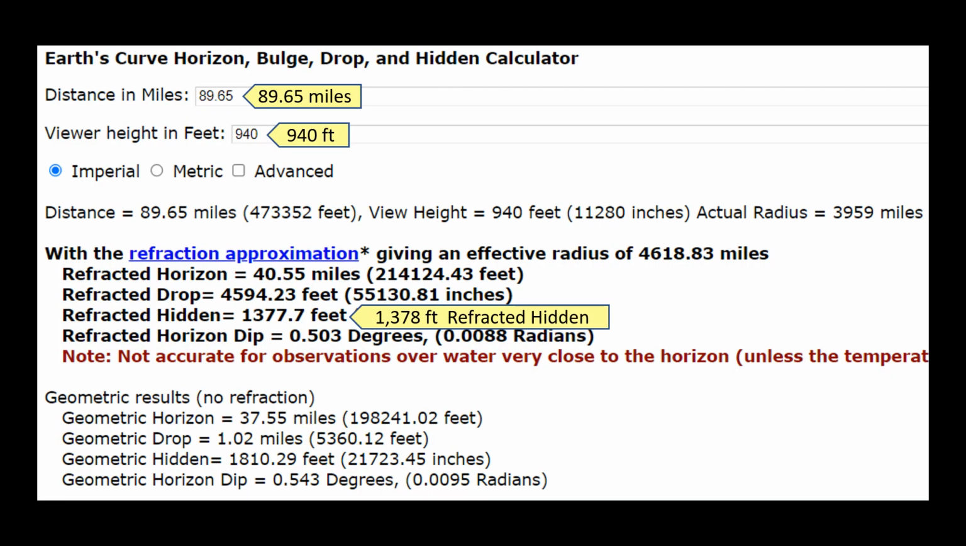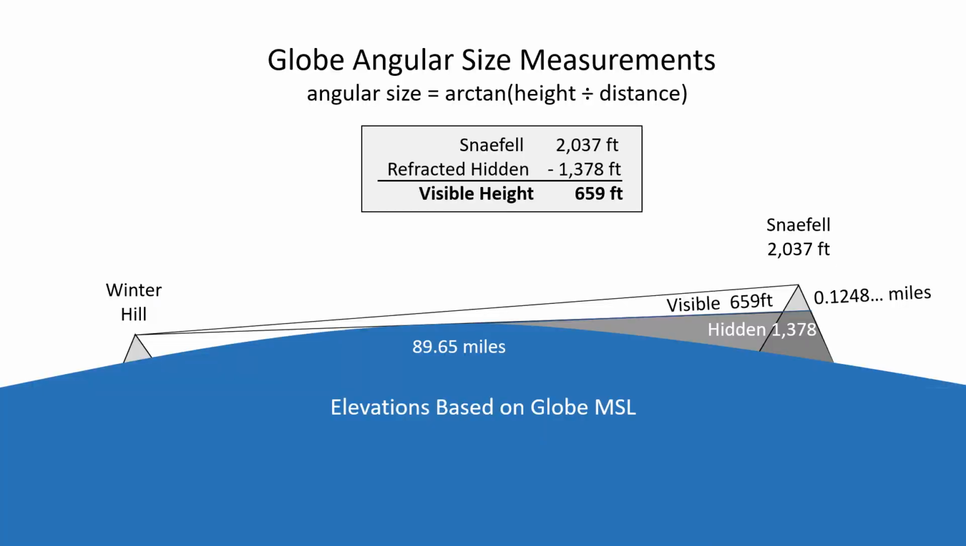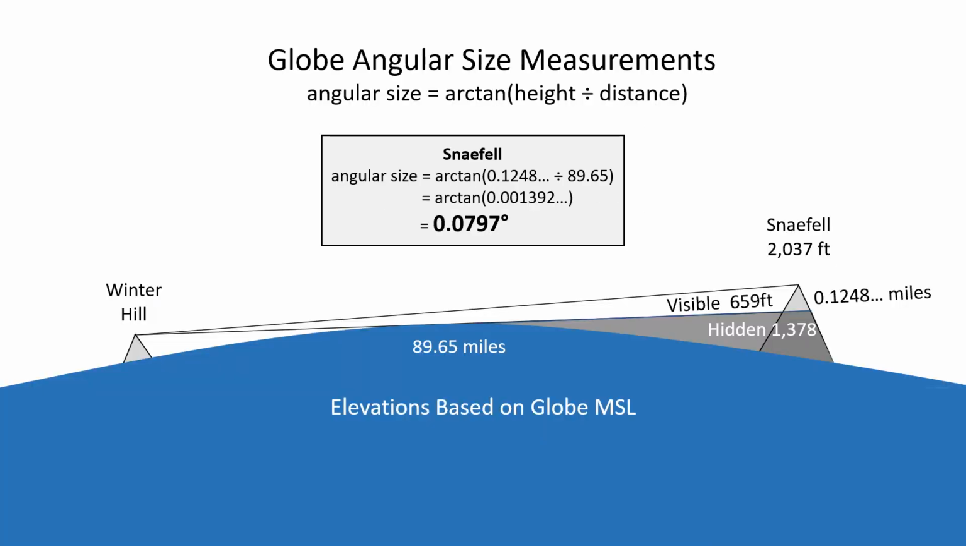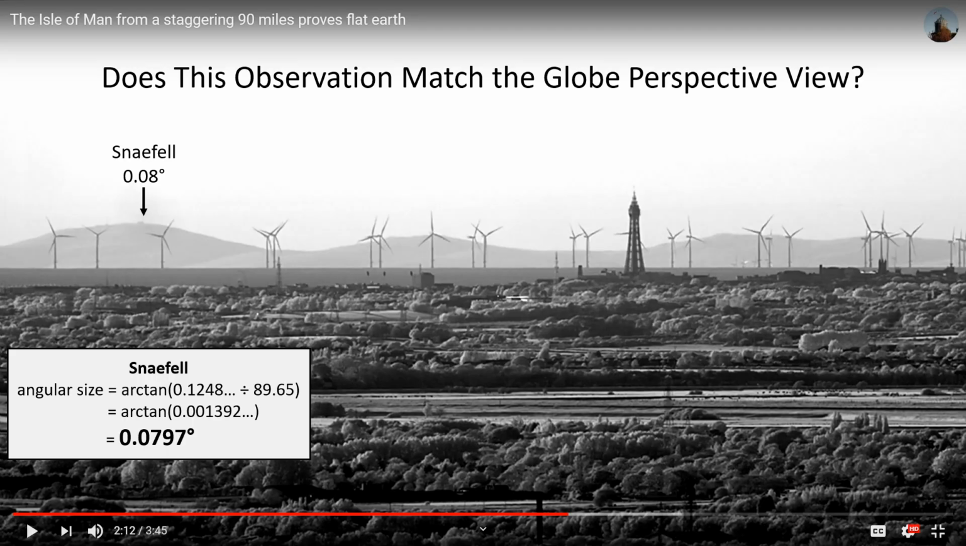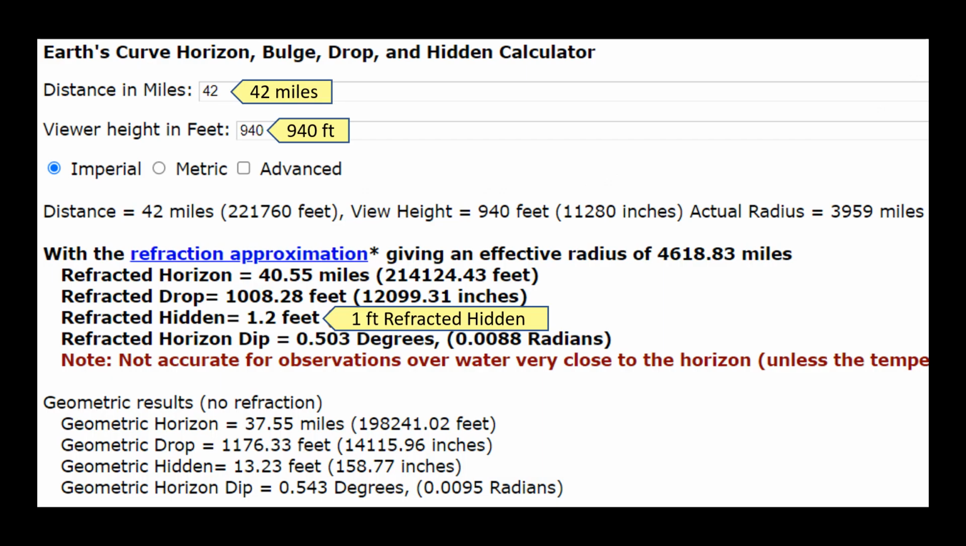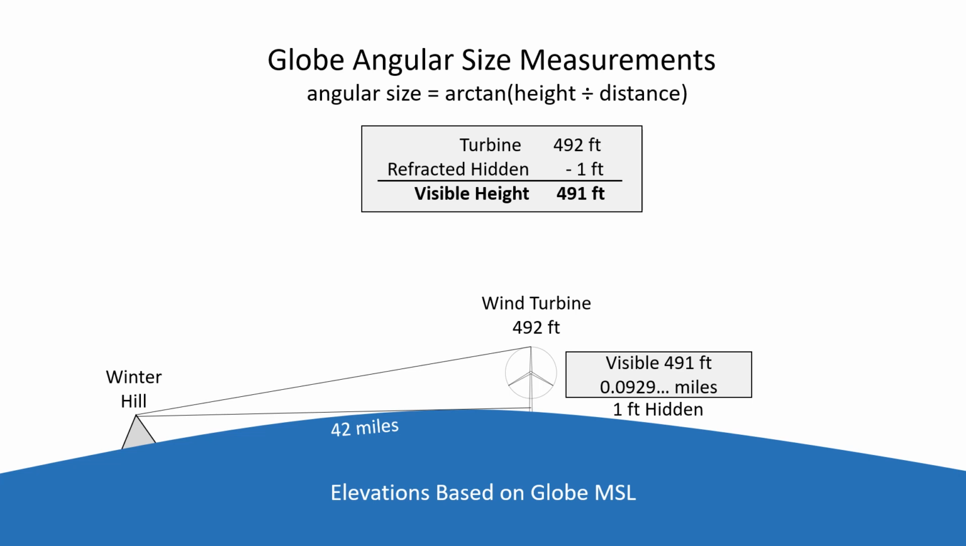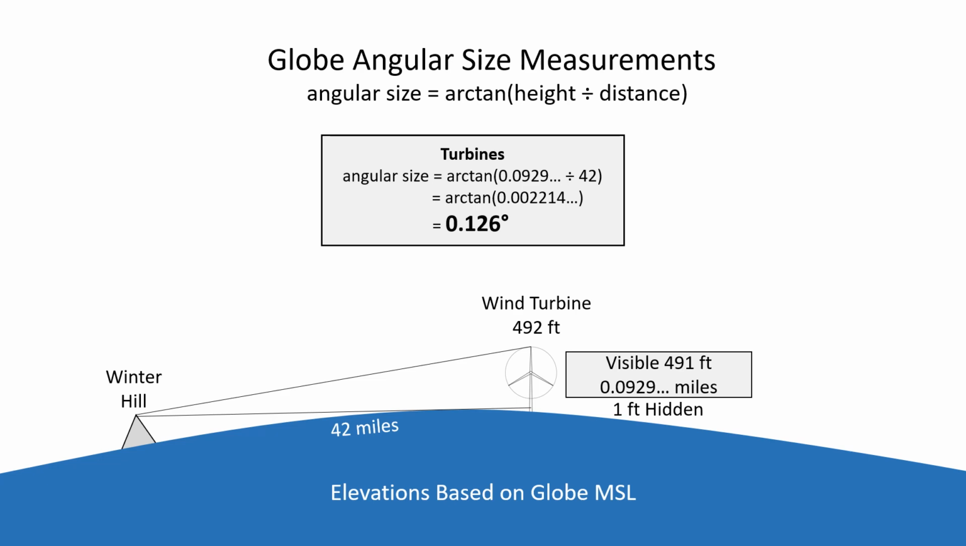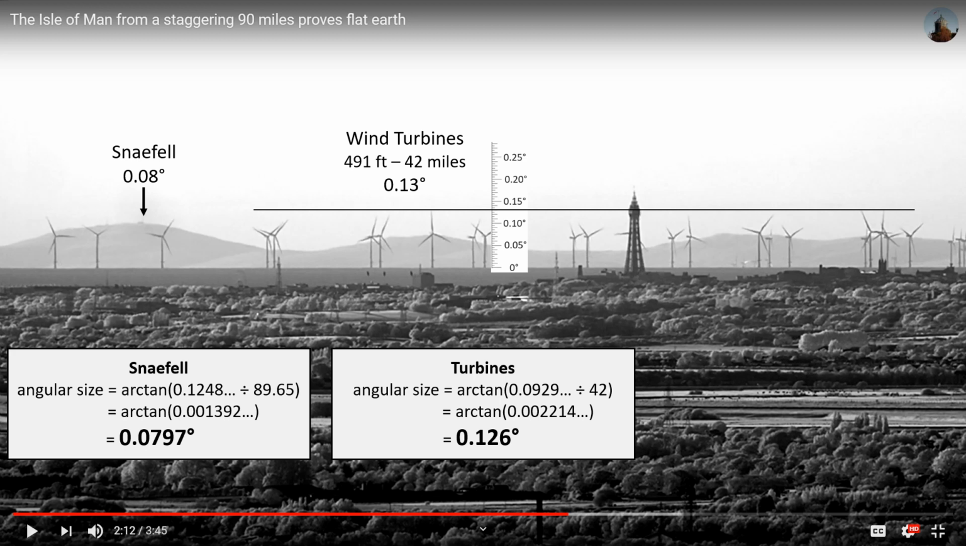And that is 1,378 feet, which gives us a visible height of 659 feet and an angular size of 0.0797 degrees. And I'll round that up to 0.08 degrees. Now the turbines only have a refracted hidden of 1 foot. So we have a visible height of 491 feet and an angular size of 0.126 degrees. So I'll round this up to 0.13 degrees and adjust my ruler accordingly.